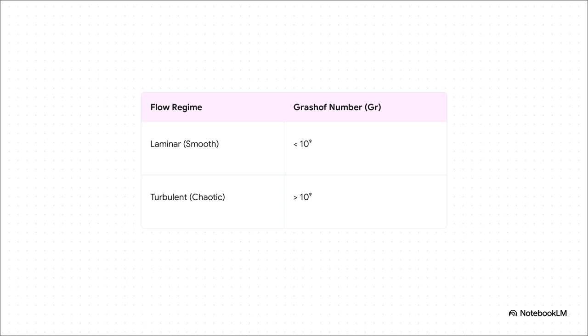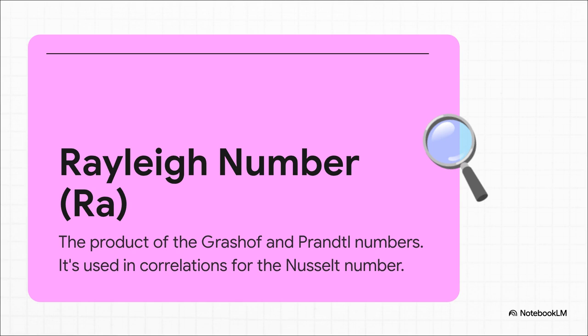The flow becomes turbulent, chaotic, messy, and churning. And this isn't just for show. That chaotic, turbulent flow is way, way better at grabbing heat and carrying it away. But just knowing how fast the flow is moving isn't the whole story. You also need to know how good the fluid is at carrying heat in the first place.